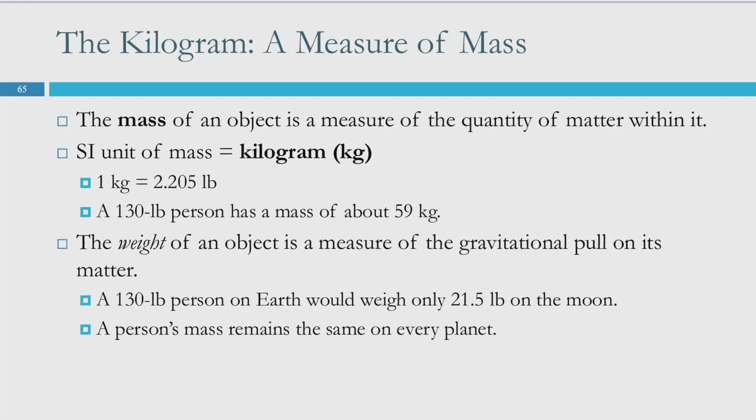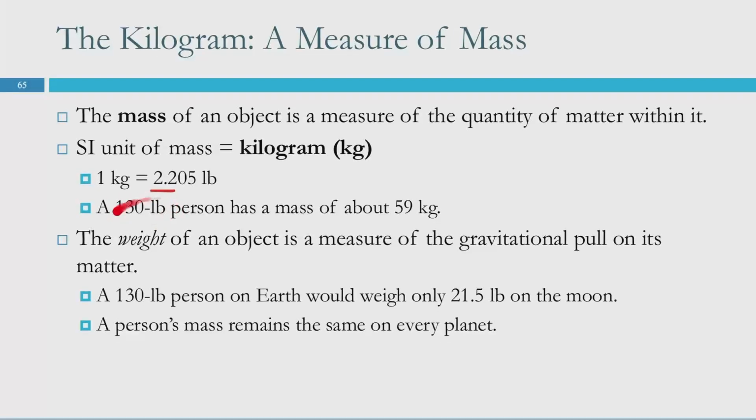The kilogram measures the mass of an object. And 1 kilogram is about 2.2 pounds. Somebody who weighs 130 pounds would be a little shy of 60 kilograms.